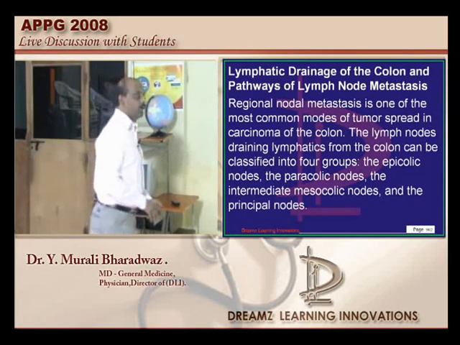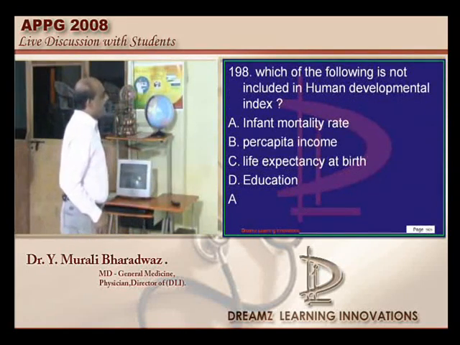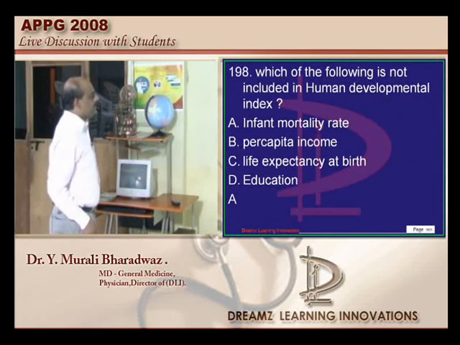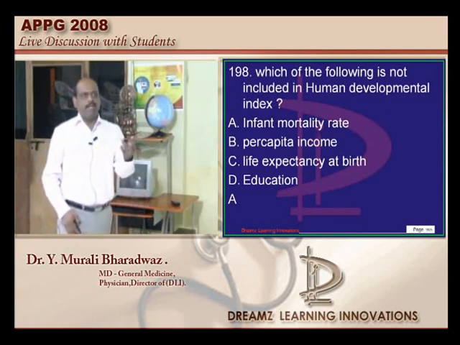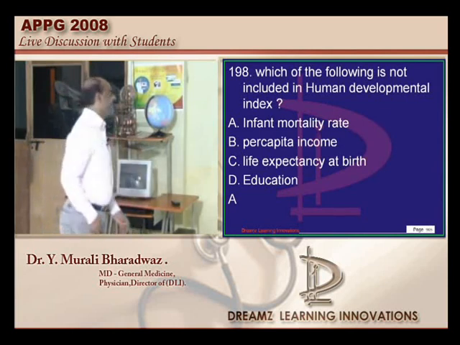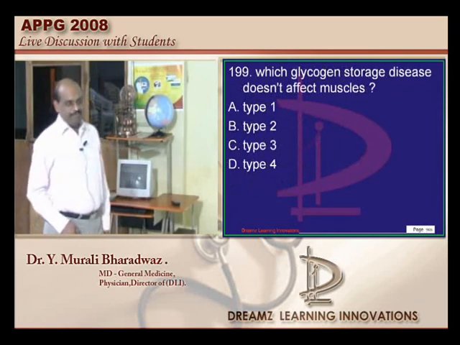So that is the reason. The nodes adjacent to the wall of the colon are the epicolic nodes, which need to be remembered. Human Development Index is a very standard question. Per capita income, life expectancy at birth, knowledge, income, literacy, they are the important different factors. So this is another common sense question.